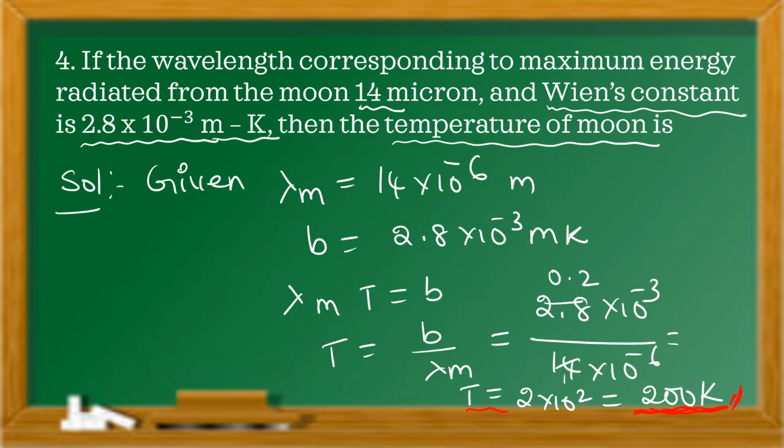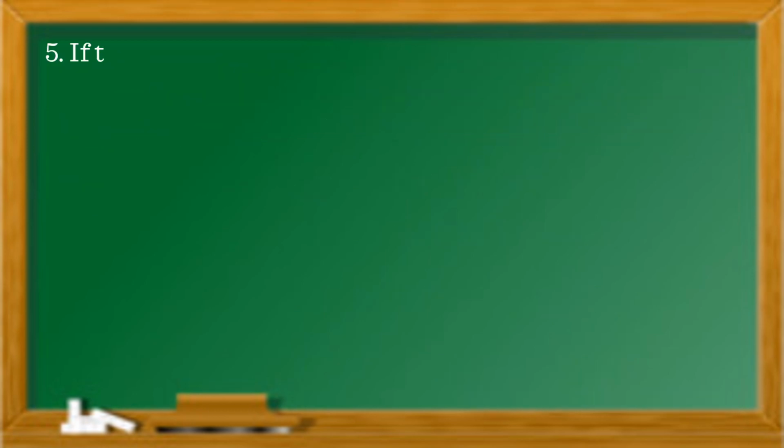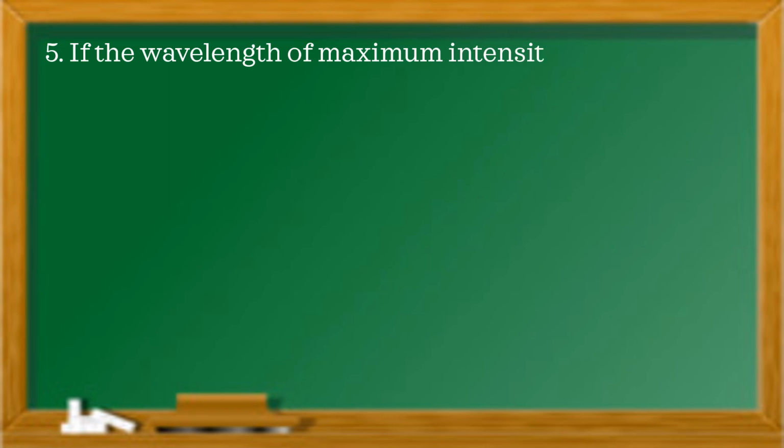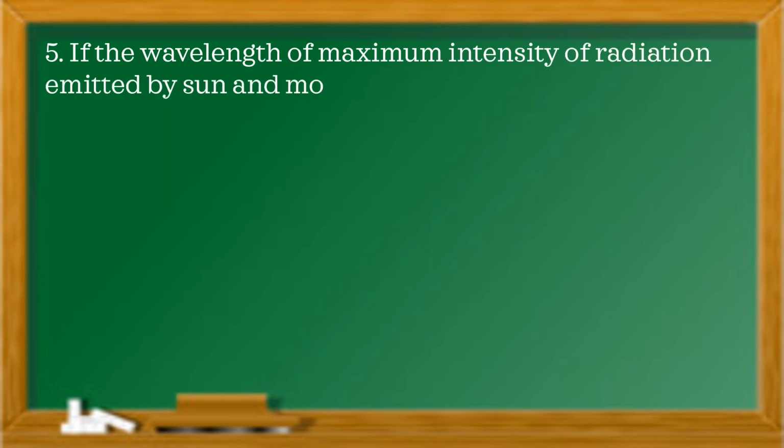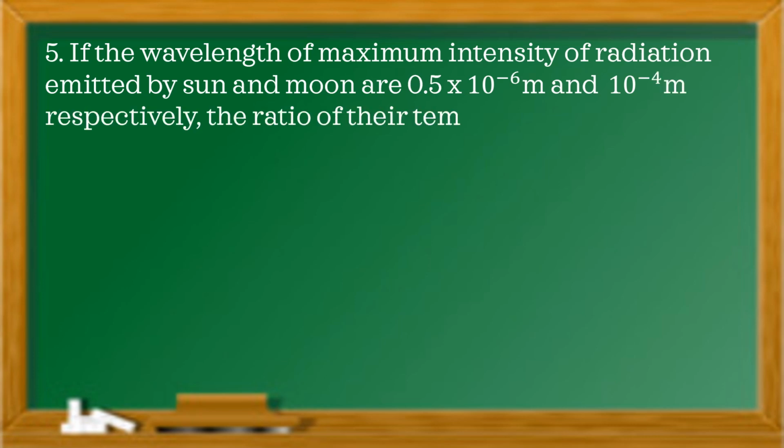Okay. Next, go to the next question. That is the fifth question. If the wavelengths of maximum intensity of radiation emitted by the sun and moon are 0.5 × 10 to the power of minus 6 meters and 10 to the power of minus 4 meters respectively, the ratio of their temperatures is? So here they have given the maximum intensity wavelengths of radiation emitted by the sun and moon, and you have to calculate the ratio of their temperatures. Let us come to the solution. Now we'll write the solution.